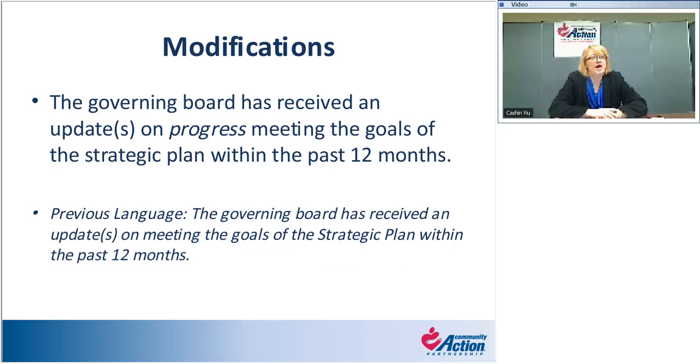Another modification: that the governing board has received an update on the progress meeting the strategic plan within the past 12 months. The previous language was that the governing board has received an update on meeting the goals of the strategic plan. We're just throwing in the word progress to talk more about that movement. What happened in the last 12 months as you've made movement on modifying or making progress on your strategic plan.